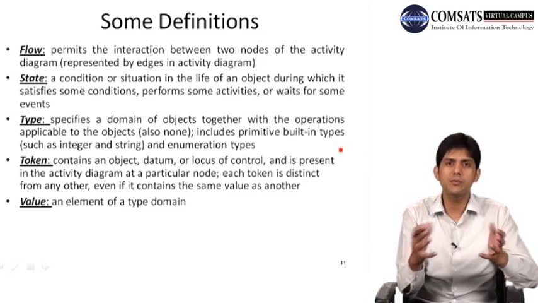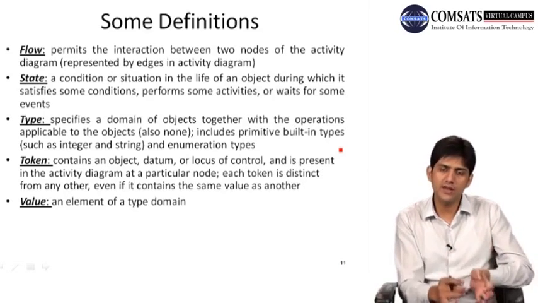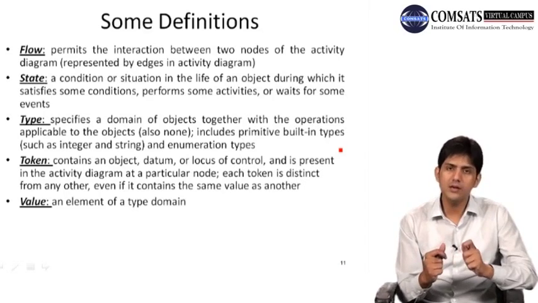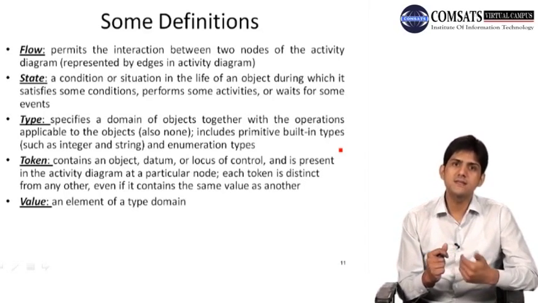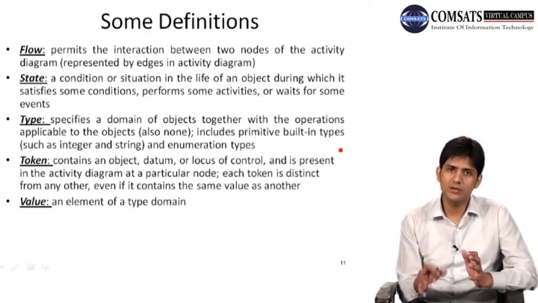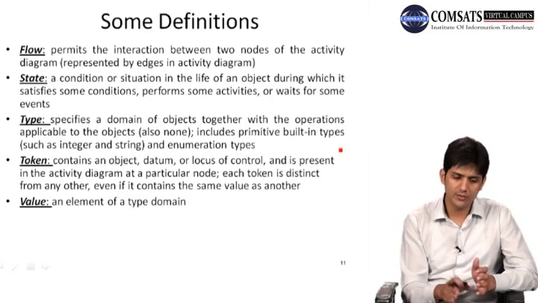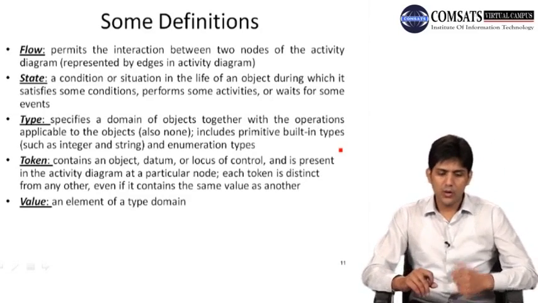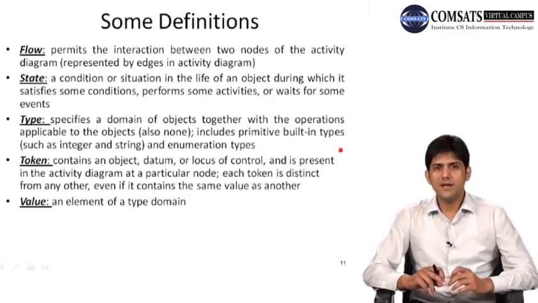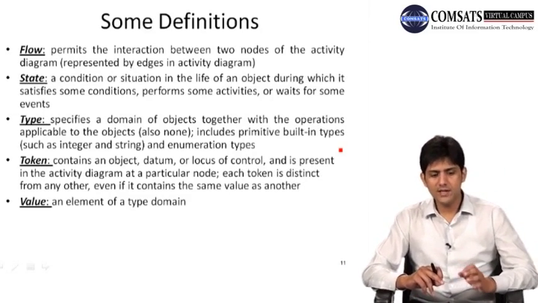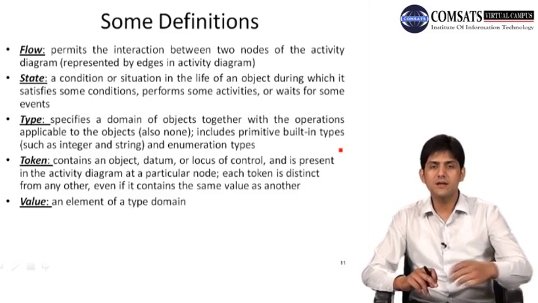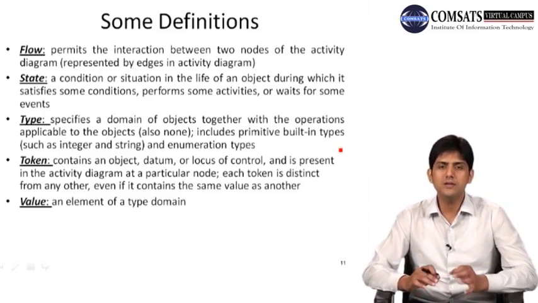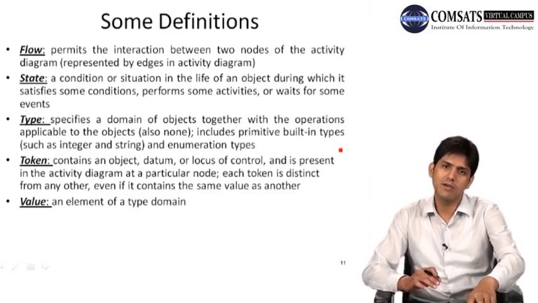So basically just control. By control we mean that we are shifting the control from one activity to the next one, and it is present in the activity diagram at a particular node. Each token is distinct from any other. So this is something that we need to realize, that each token is different from the other, even if it contains the same value as another. And what does a value mean? An element of a type domain. So for example, type, as we said, in the type we can have integers or strings, and the value of the integer or the string, that is what we mean by value here.